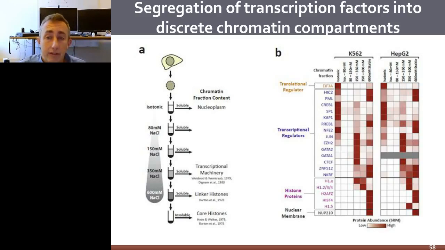We can then make heat map plots like this to measure different transcriptional regulators and see that some of these proteins are eluted only in the isotonic buffer. Some are stable at very high salt concentration. Some elute at an intermediate salt concentration, which indicates that they're more loosely bound than those that are very stable. And some only come off when you add a DNase or an enzyme like an MNase in order to completely chop up the DNA into its components, like the histone proteins. And then, of course, things like the nuclear membrane, even when you chop up the DNA, still remain in the pellet.